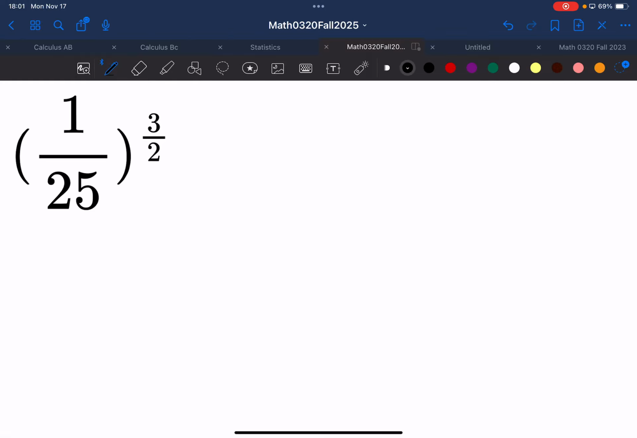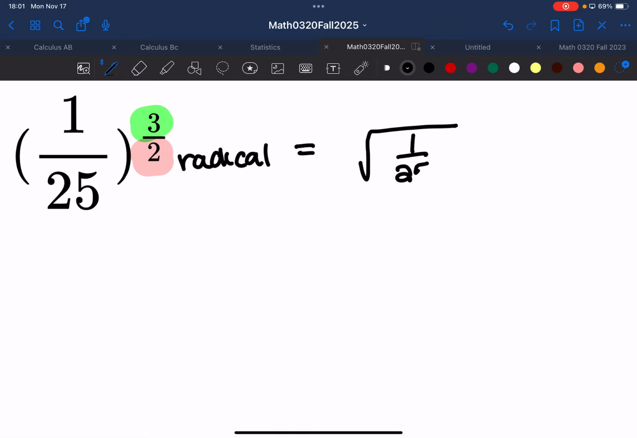Okay, so same concept. Even though we have a fraction here, that entire fraction, since it's in the parentheses, is going to go inside the radical. So looking at this, which one is our radical? The bottom, right? And so this is our radical. And the 2 tells us we're going to write what? The square root. So this is going to be equal to the square root of 1 over 25 to the power of 3. Okay, so we simplify inside the parentheses first.